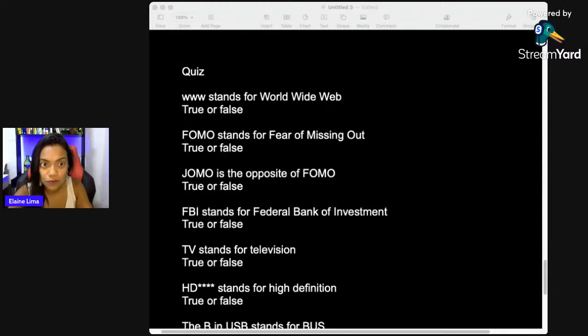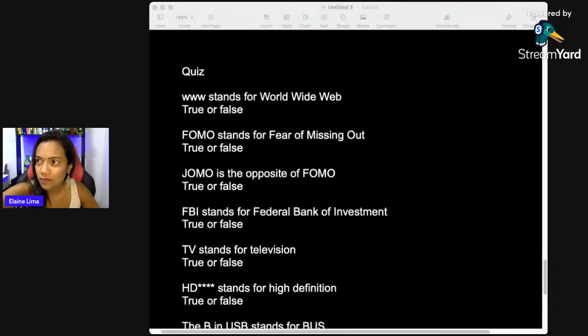So I received here true for the first one. Yes, it's true. So www is World Wide Web. The second one, FOMO stands for fear of missing out. True. So I suffer from FOMO. JOMO, and then true. JOMO is the opposite of FOMO. Yes, correct. And JOMO means joy of missing out. So the opposite of FOMO.